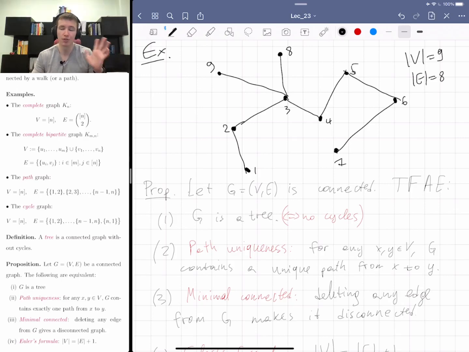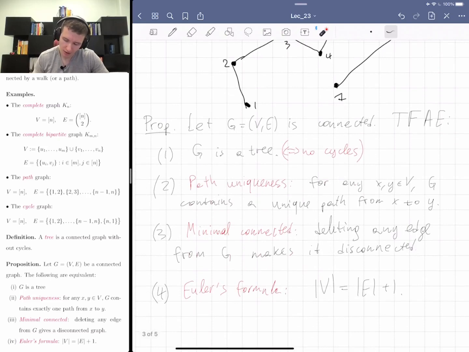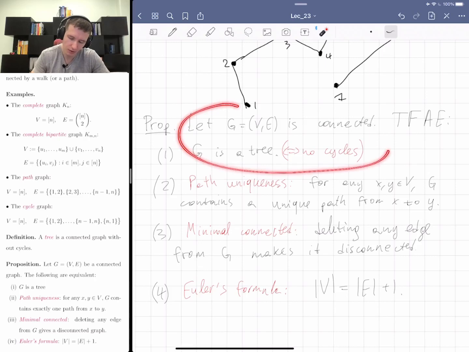So in other words, if you write a program, then there are algorithms, DFS or whatever, which check that your graph is connected. Very, very easy to implement. And once you have checked that G is connected, it is a tree if and only if you just count the vertices and the edges. And if they differ by 1, then it's a tree. Sometimes this is going to be useful.